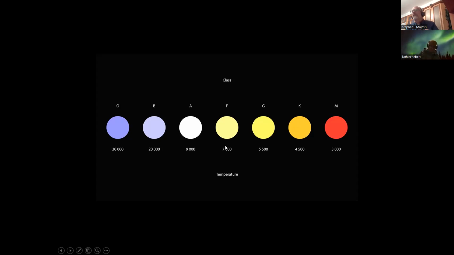They're 7,000 Kelvin. They're yellowish, whitish. Then A stars are very hot indeed, 9,000 Kelvin. And they're white. And then the hotter you go, the bluer you get in these stellar classifications. Also, the hotter you go, the larger the star tends to be, the shorter its lifespan, and the brighter it is, and the rarer it is.